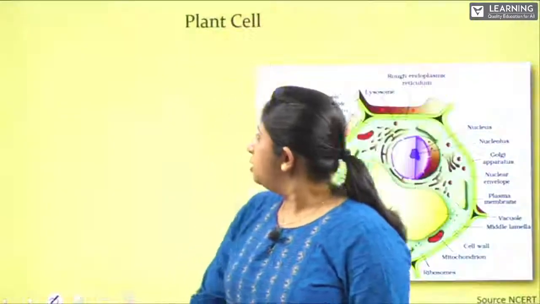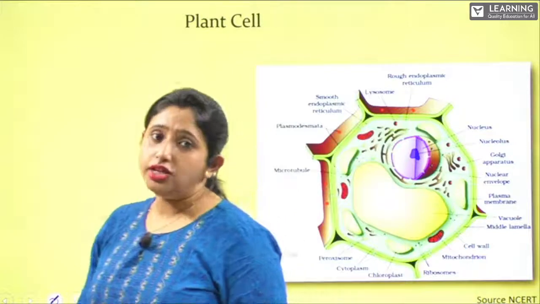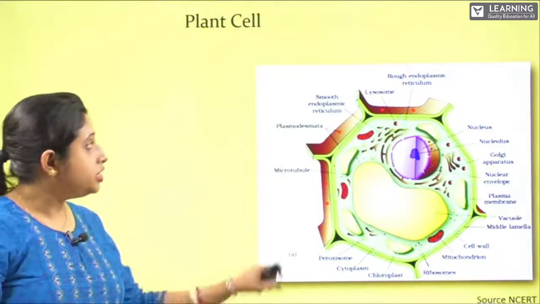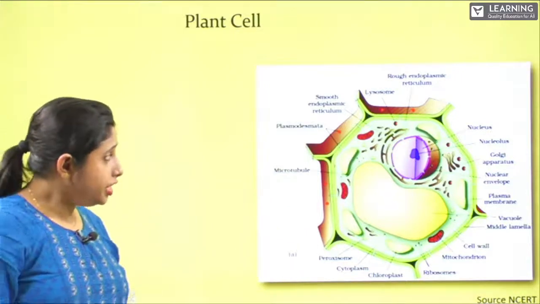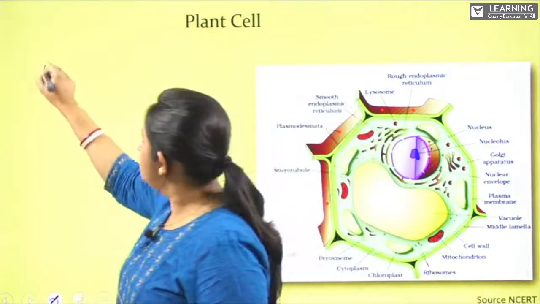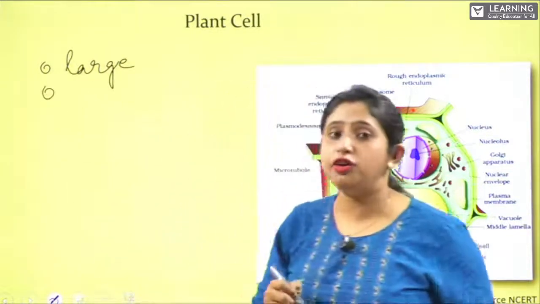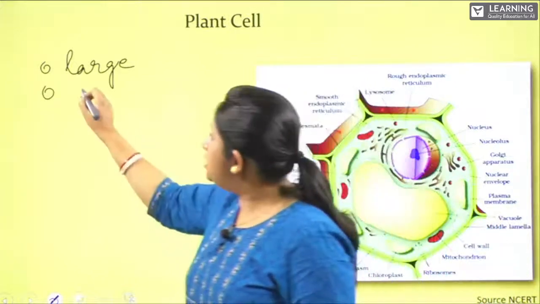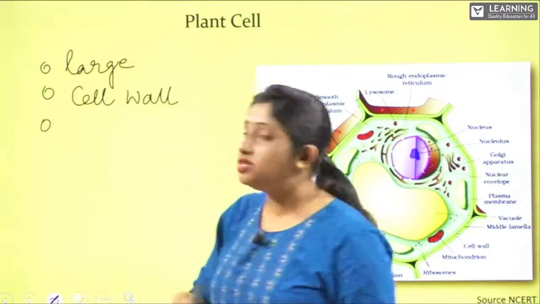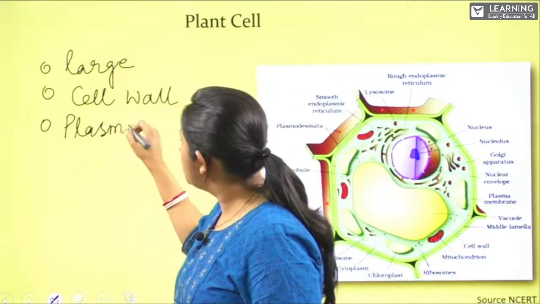Yes. Next, let us move on to the plant cell. As you can see in this picture from your textbook, this is a plant cell. In case of the plant cell, the first difference is that plant cells are larger in size. Second, they have a cell wall. Then in the plant cell, you will find the plasmodesmata.